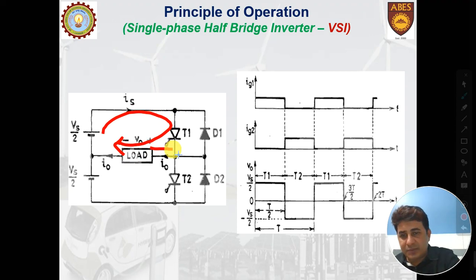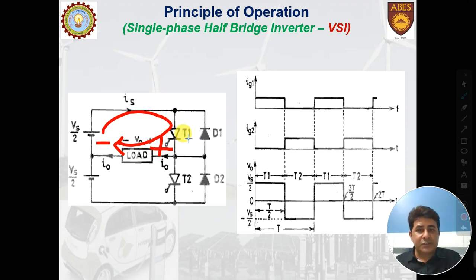If I consider this side as positive, this side as negative, and call this voltage as positive, then I can draw here the output voltage as Vs by 2, because the battery is rated at Vs by 2. This same voltage I shall be receiving at the load if T1 is triggered here. As long as T1 is on, I shall be receiving a voltage equal to Vs by 2 at the load. Now this is the point where the thyristor T1 is made off.